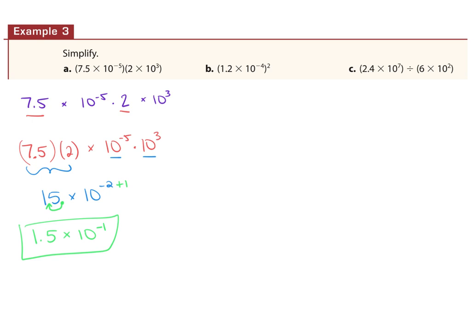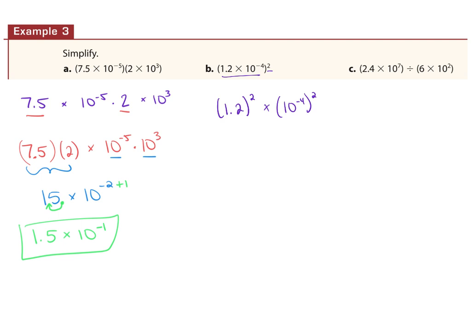Let's look at the next one. So I have something inside to a power. Okay, so this is a little bit different. Anytime I have a power to a power, I'm going to multiply. But when I have multiple things inside to a power, I have to take each piece of it to the power. So that means I need to do 1.2 to the second power, and I need to do 10 to the negative fourth to the second power. 1.2. What is 12 squared?